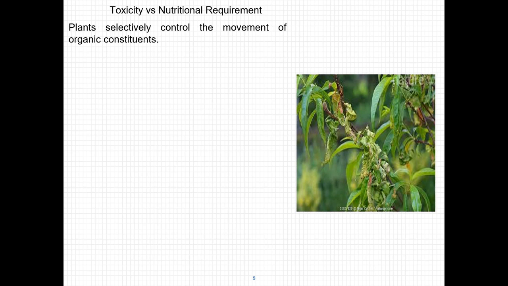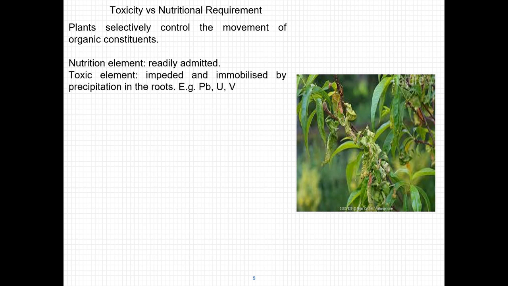But others are toxic because they cause disease. So those elements which are readily admitted by the plants are nutrition elements. But those elements which generate toxic symptoms are impeded and immobilized within the roots itself. For example, we have lead. Lead, uranium and vanadium are toxic for the plant, and these elements are precipitated in the roots itself.